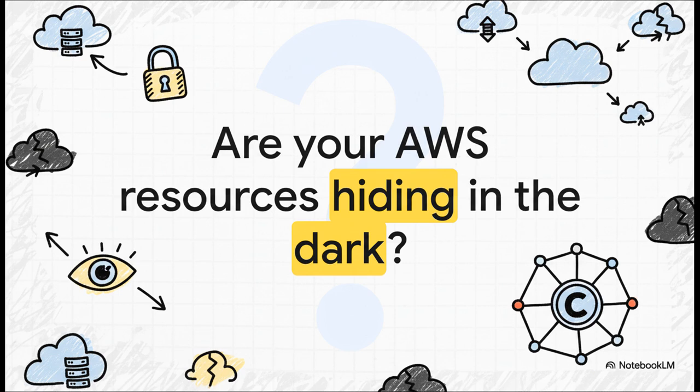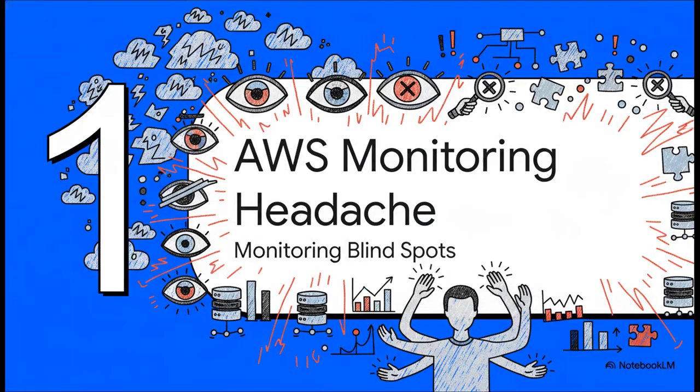So let me ask you this. Are you 100% certain that every single one of your critical production resources is being properly monitored right this second? If you hesitated, even for a moment, you are not alone. Because in any complex environment, things are always going to slip through the cracks. And every single one of those cracks is a blind spot, just waiting to become your next big outage or security incident. And this is what I like to call the AWS monitoring headache.